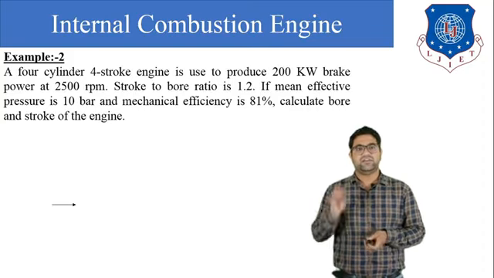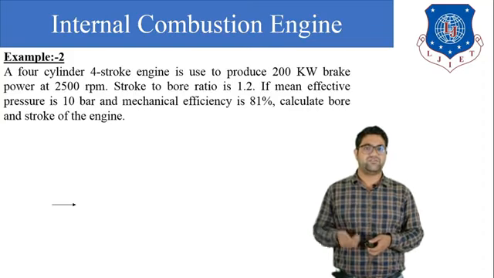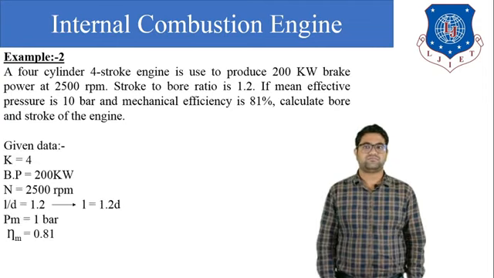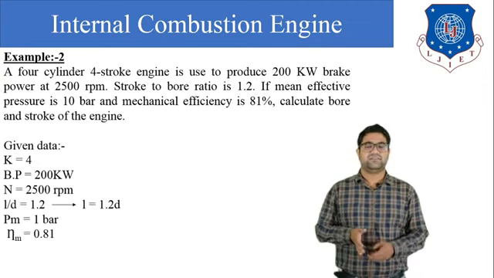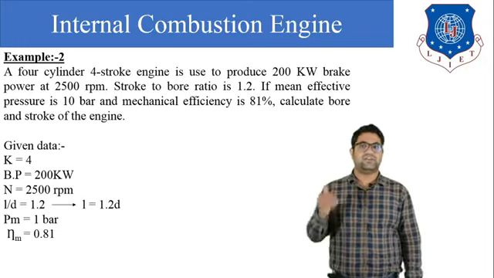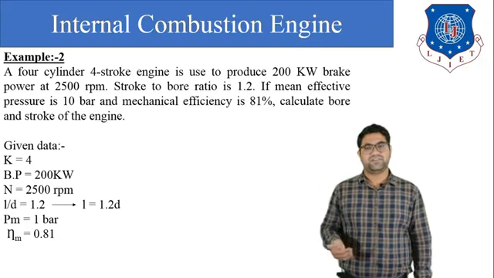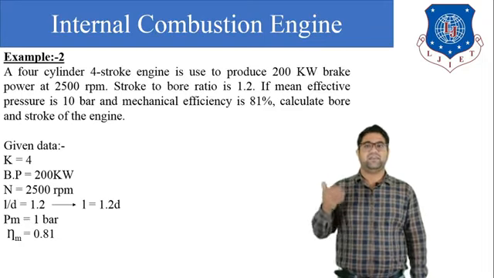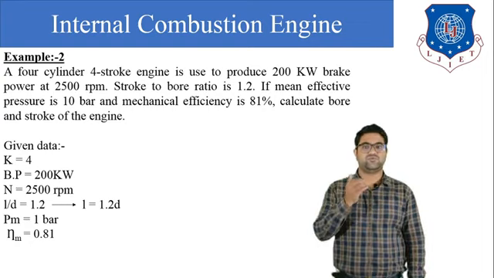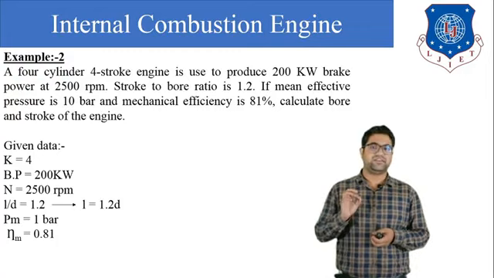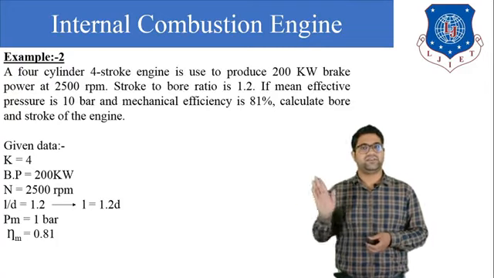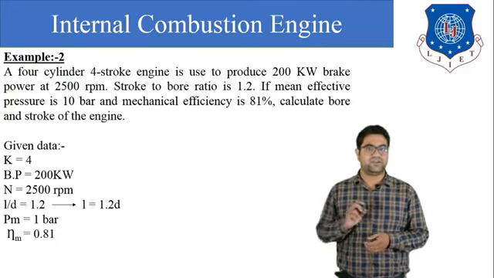So let us understand this. What we need to find: we have to find bore and stroke. So we have to find stroke length L and the cylinder diameter D. The given data is this. The number of cylinders, indicated by K, is equal to 4. Next is the brake power, already given as 200 kilowatt. RPM is 2500 RPM. L by D ratio is 1.2, so we can write L equals 1.2 D. Next, the mean effective pressure is 10 bar, and the mechanical efficiency is 0.81, so it is 81% as already given.